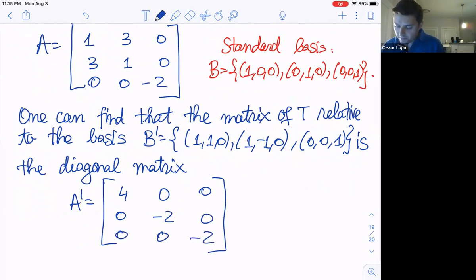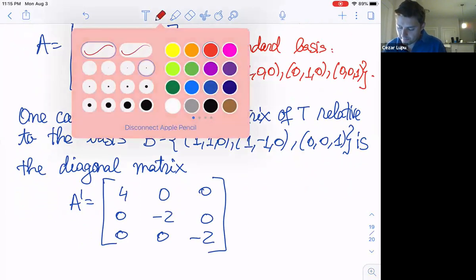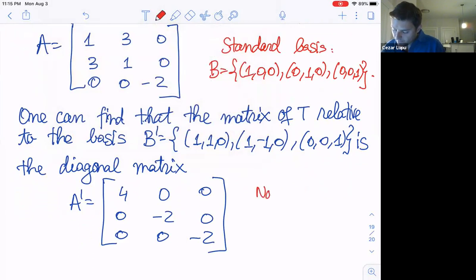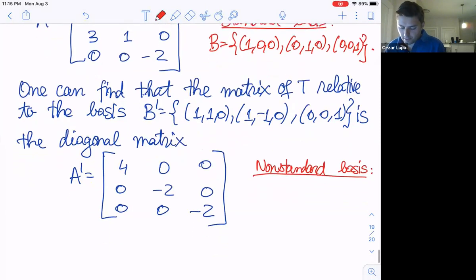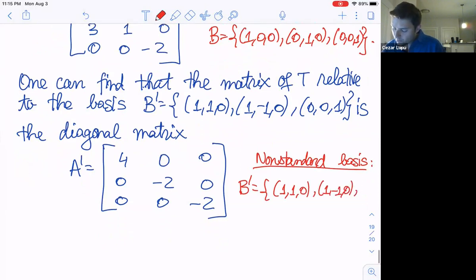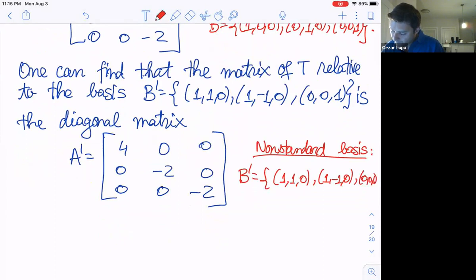And the non-standard basis was this one here, right? Let me write it again. So the non-standard basis was given by this. B prime is (1, 1, 0), (1, negative 1, 0), and (0, 0, 1). Right? That was the non-standard basis. You can see it here. Okay.